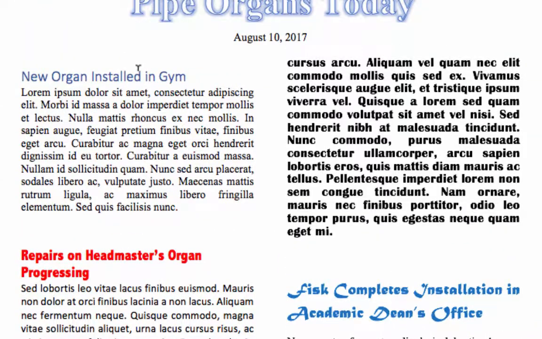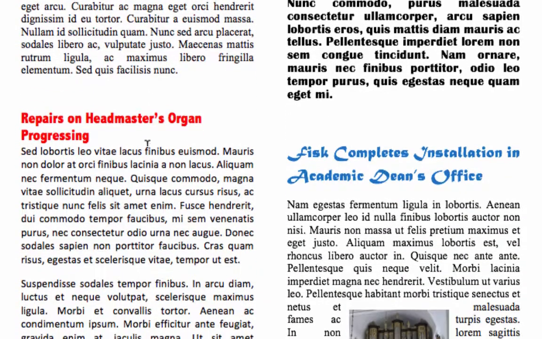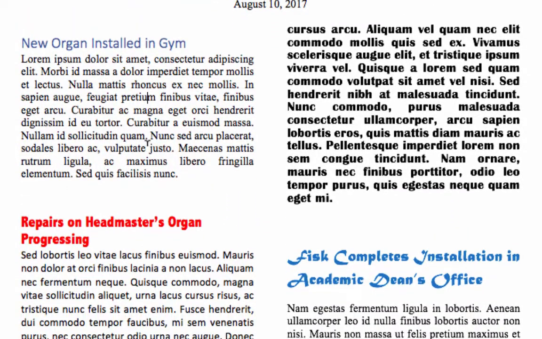So your headlines are one font and style. Your article text should be another one. Now that font could be more eye-catching. You don't have to just stick with bland Times New Roman or something like that, but make it consistent. That's the key. Make it consistent. So those are a couple of things to watch for.